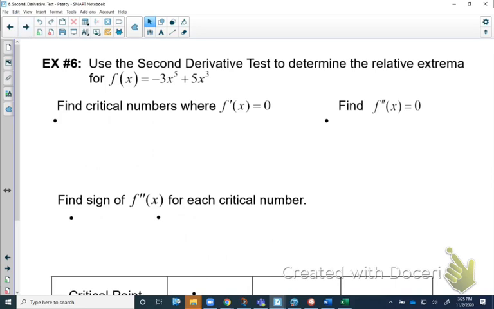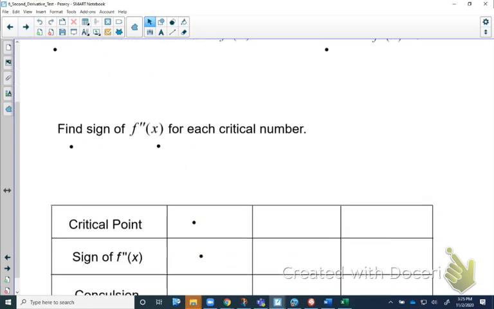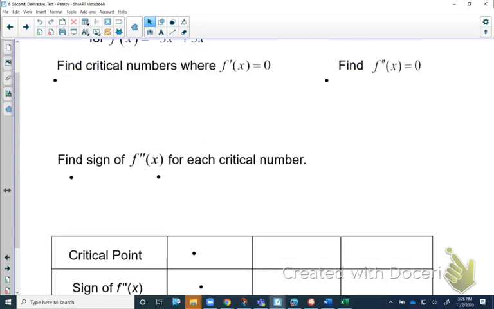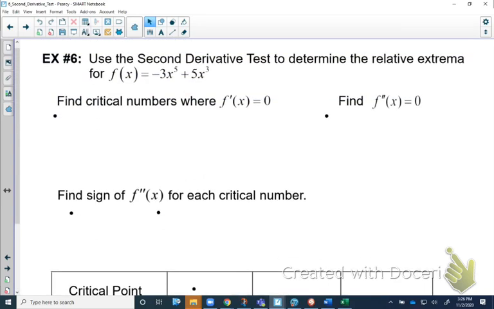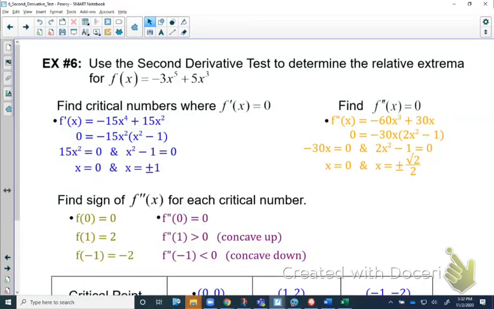Here, I'm going to have you pause the video, and I want you to try and work this one out. Use the second derivative test to determine the relative extrema for this fifth degree polynomial. So go ahead and pause the video and work it out and see what you come up with, and when you're done, hit play so you can check yourself with mine.